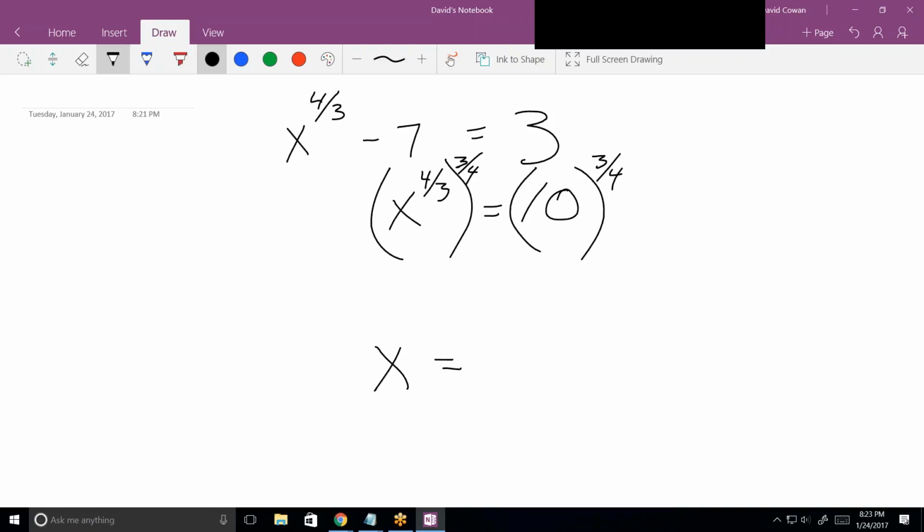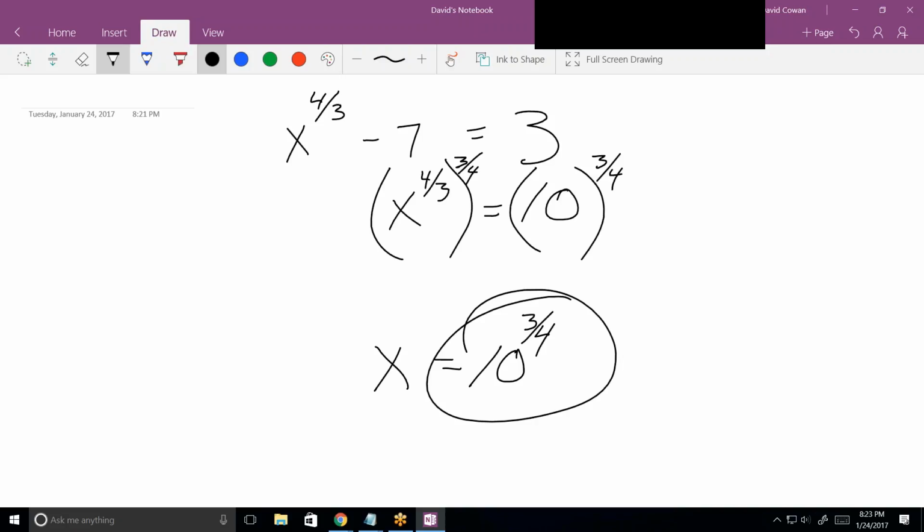See, now when I multiply these exponents, I end up with just x. The 4's cancel, the 3's cancel. And I end up with x equals 10 to the 3/4. So whenever you have an expression to a fractional exponent like this, if you exponentiate it to the reciprocal, it always turns into x to the 1. Okay. Now, do you know how to get that in your calculator?